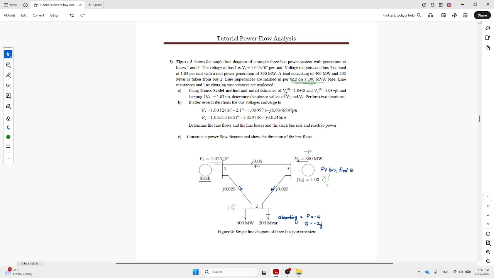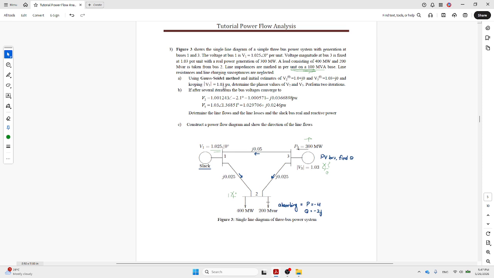The voltage of bus 2 for the initial V2 is 1 with the angle of 0, as you can see, and bus 3 is also 1.03 with the angle of 0. Keeping V3 as 1.03, determine V2 and V3. The magnitude of V3 is 1.03. The only thing we have to determine is the angle, but for V2 we need the magnitude and the angle delta 2. We don't know either of them.